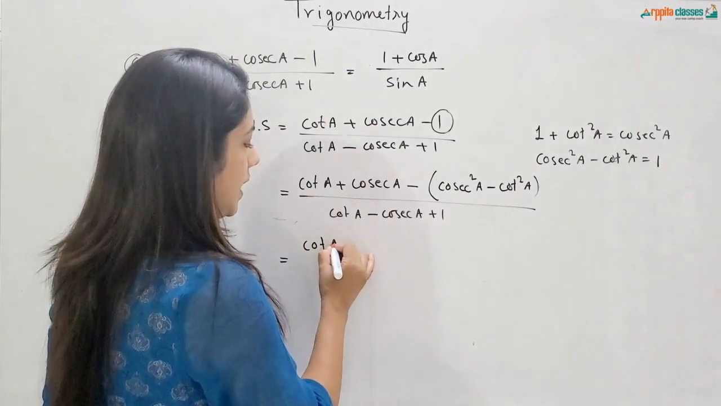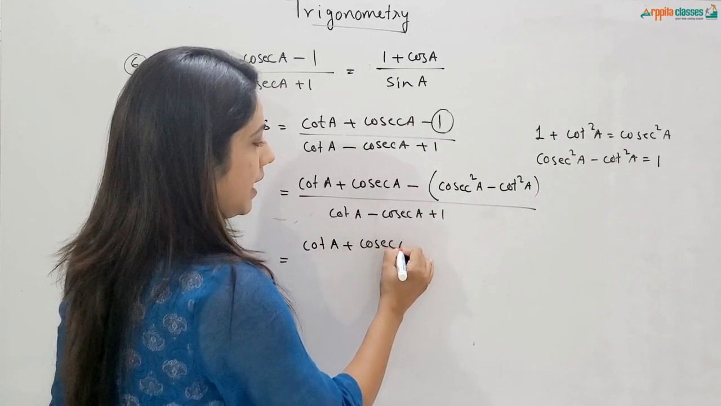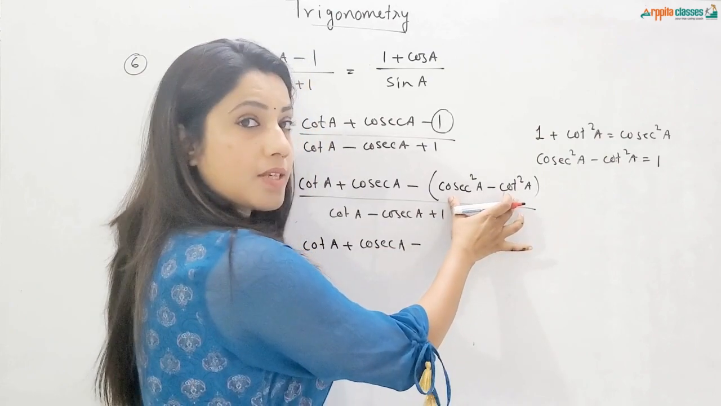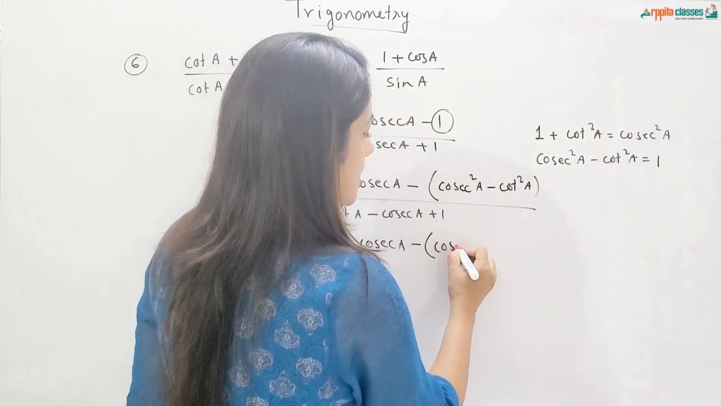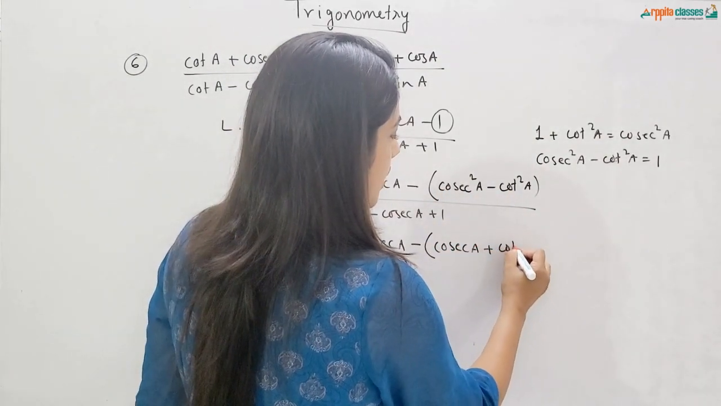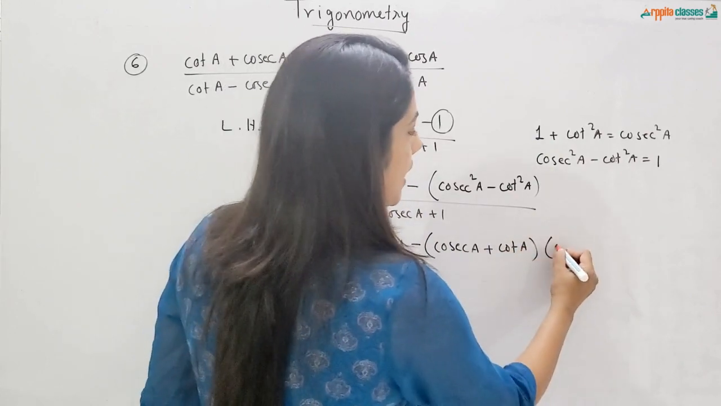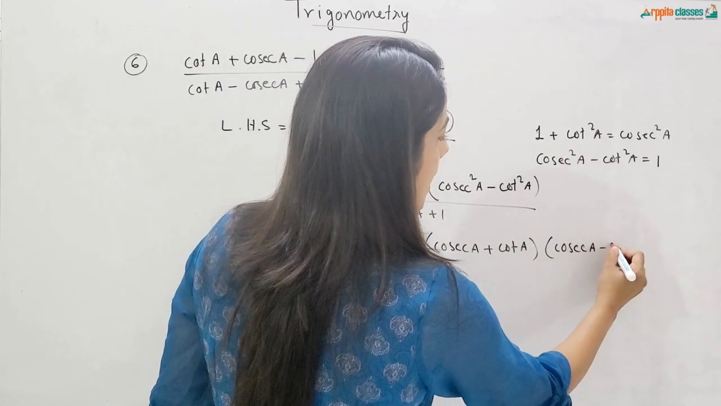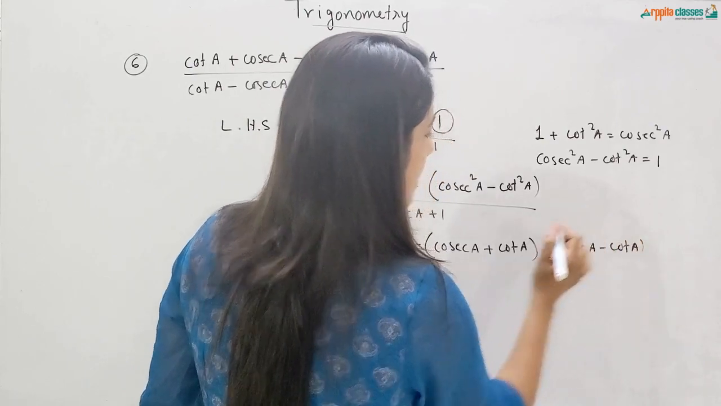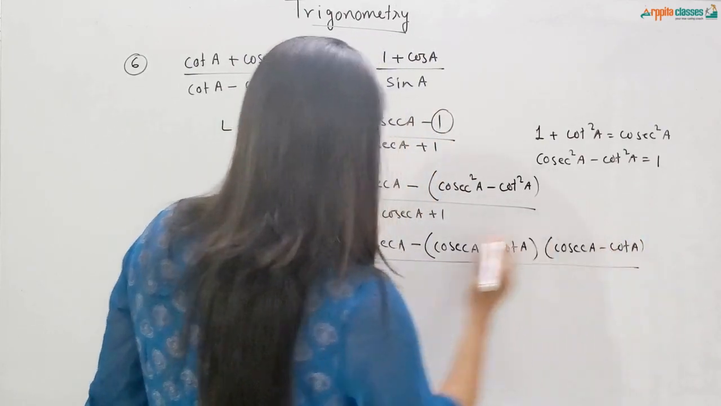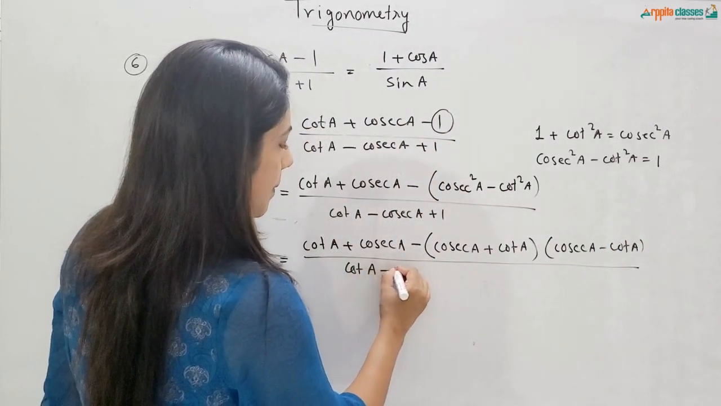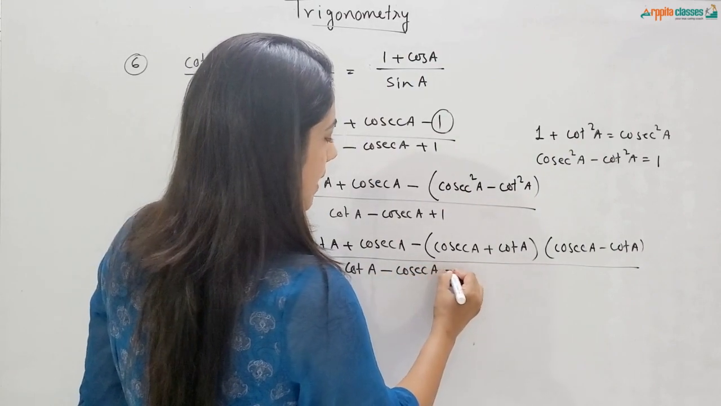So it is cot A plus cosec A minus. Now this A square minus B square can be written as cosec A plus cot A, that is A plus B, into cosec A minus cot A, that is A minus B. At the denominator I have cot A minus cosec A plus 1.